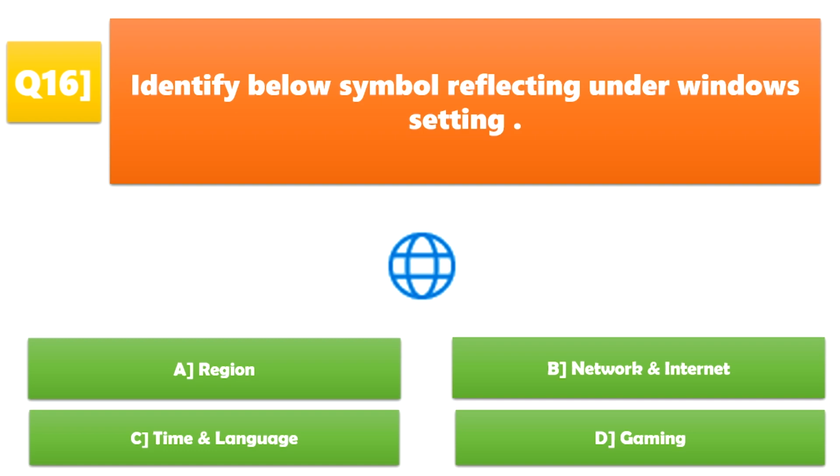Identify the below symbol reflecting under Windows settings. A. Region, B. Network and Internet, C. Time and language, D. Gaming. B. Network and Internet is the correct answer.